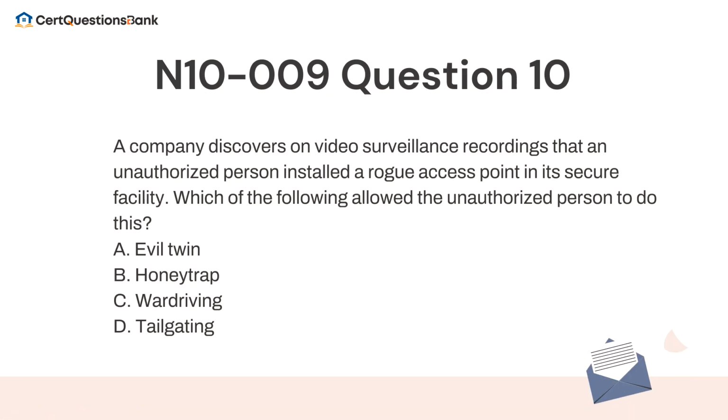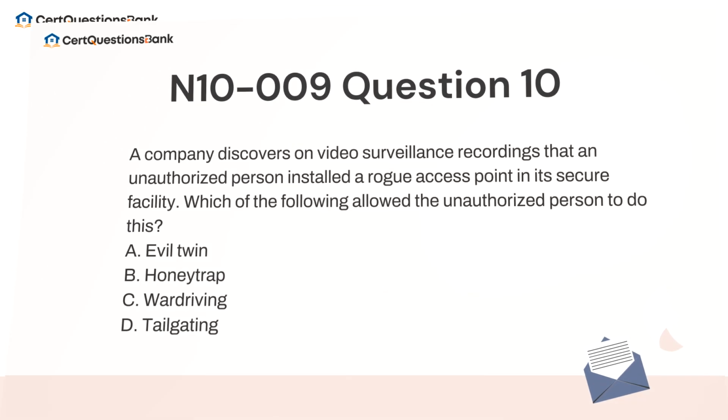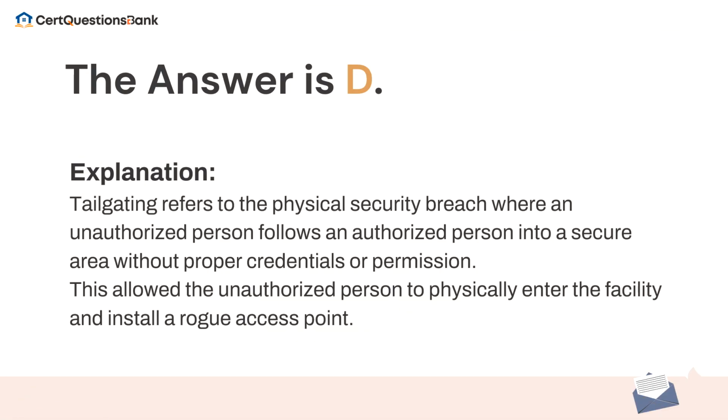A company discovers on video surveillance recordings that an unauthorized person installed a rogue access point in its secure facility. Which of the following allowed the unauthorized person to do this? A. Evil twin. B. Honey trap. C. War driving. D. Tailgating. The answer is D.